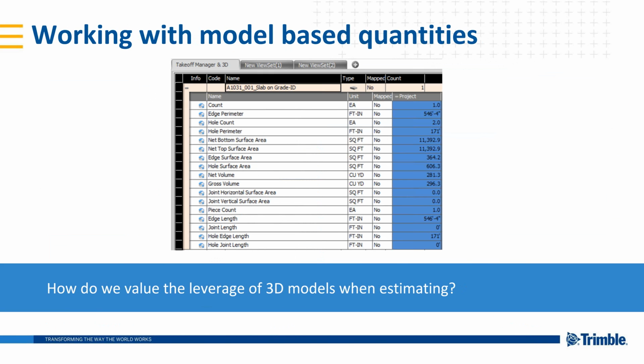And when we say construction caliber quantities, this is exactly what I'm talking about. We have our edge perimeter, our hole count, our hole perimeter. We have bottom surface area, top surface area, edge surface area. So no longer are you just getting a CAD quantity from, say, Revit, that makes no construction sense, but now we can convert that and really turn them into something that you can leverage.